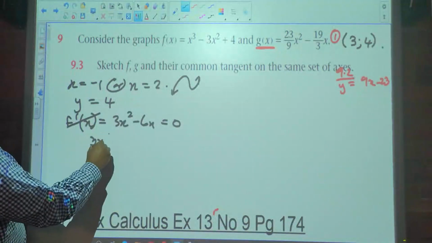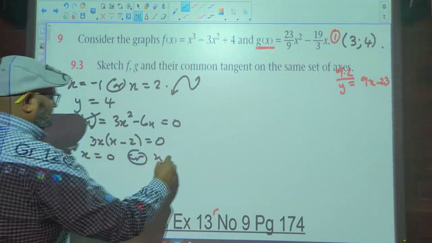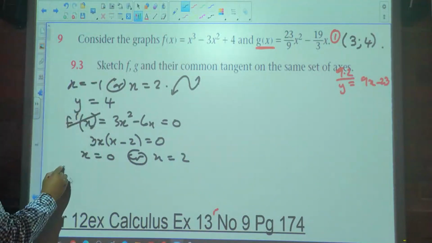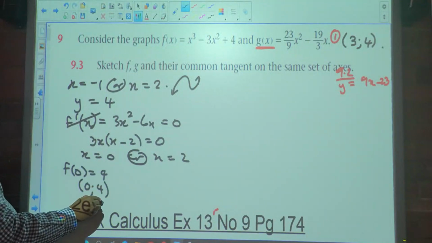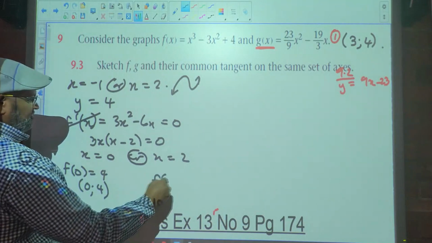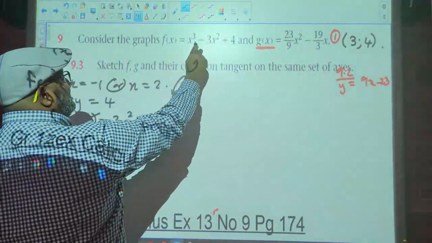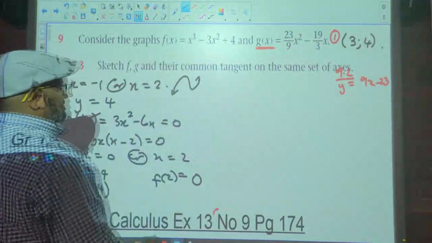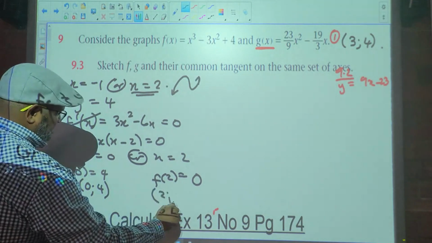Gives me 3x as a common factor, left with x minus 2. x is equal to 0 or x is equal to 2. What do I do thereafter? I substitute that into the original function. So f of 0 is 4, so the graph is turning at 0 and 4. And the other one is f of 2. If I put 2 through here it is 8, minus 12, negative 4, plus 4 is 0, which means the graph is bouncing off the x-axis. So this is going to be 2 and 0.